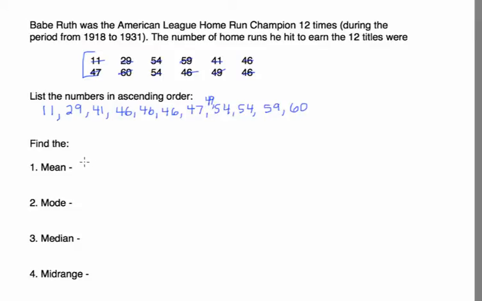Now let's find these things. Find the mean. The mean is the sum of your x's, or the sum of your data values, divided by n, your total number. So let's add our x values and count up how many we have. When I added up all my data values, I got 542. The total number of data values is 12. I do 542 divided by 12 in my calculator and I get this.